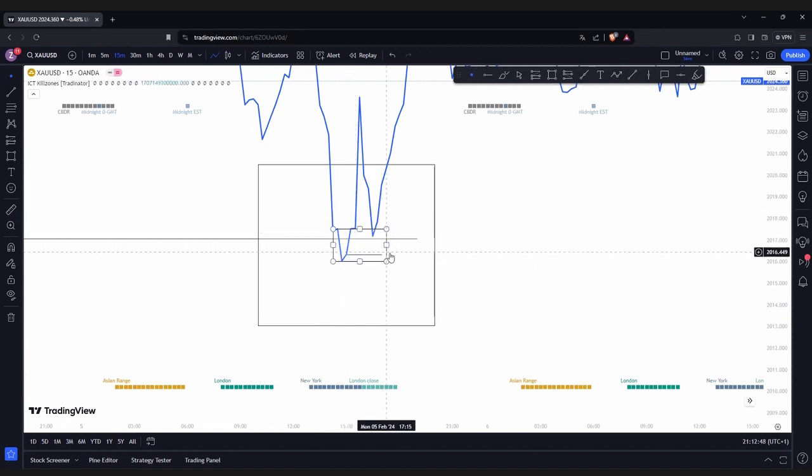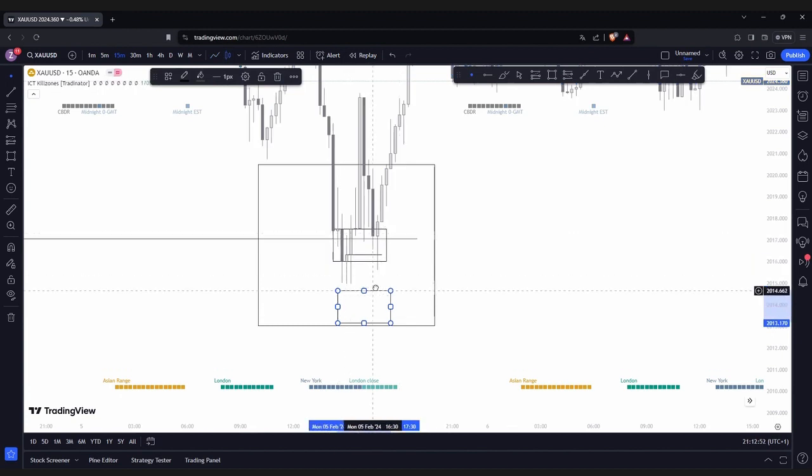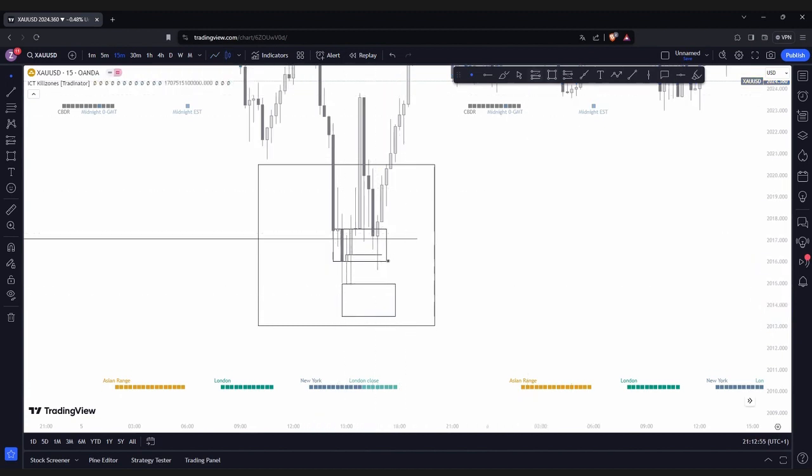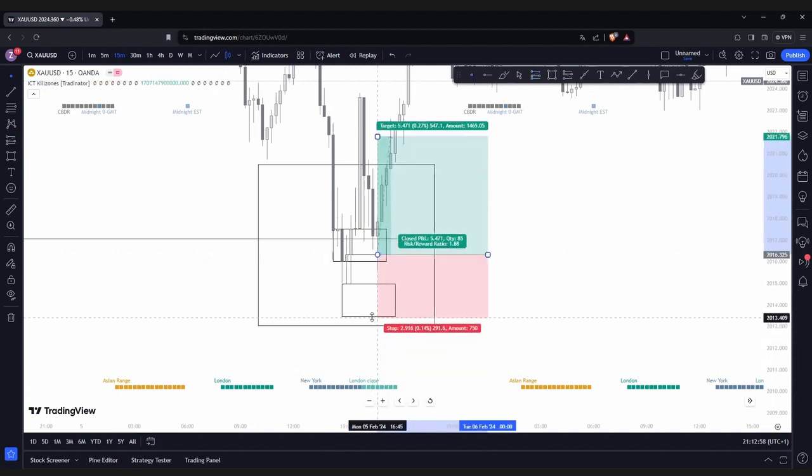You're going to copy paste this box and put it below the wick, okay? Not below here, below the wick, right here. And that is your stop loss. So you can put a buy right there and a stop loss just right there.